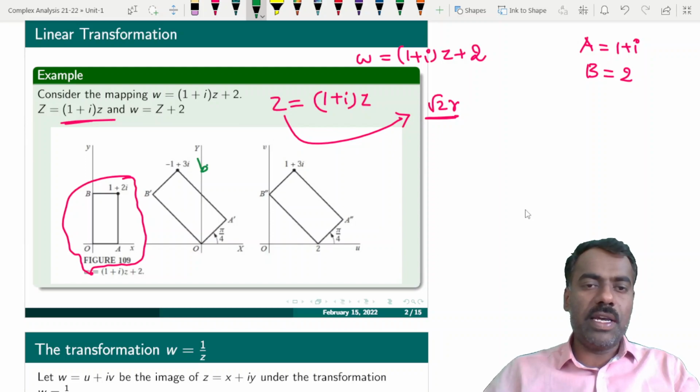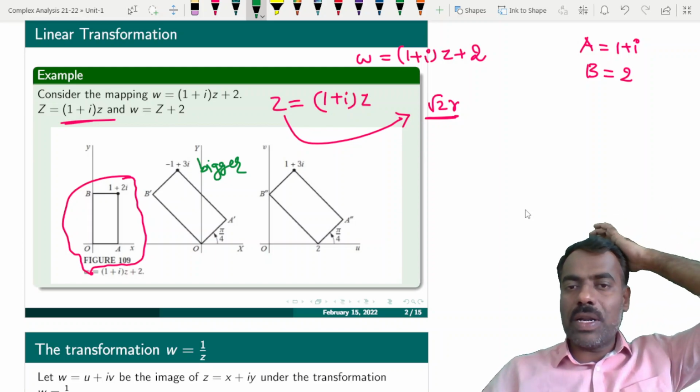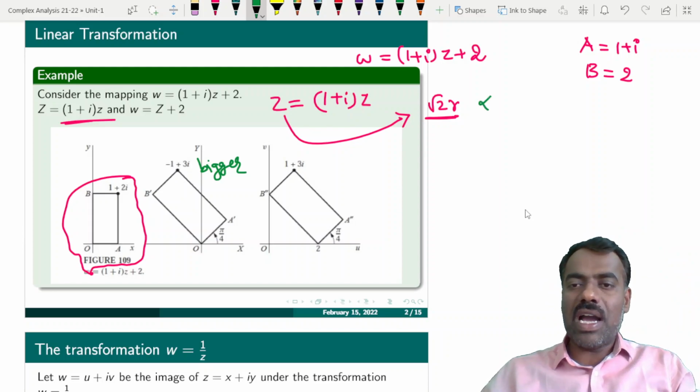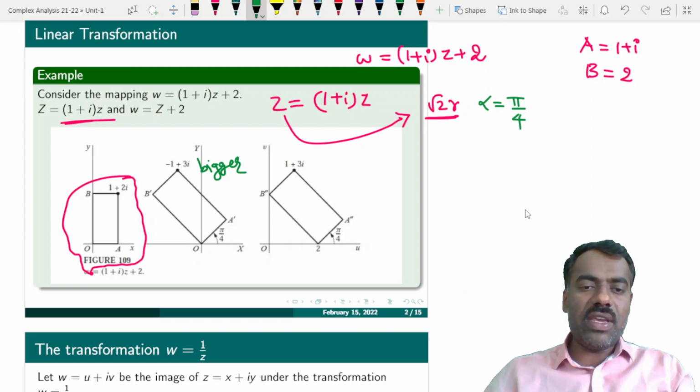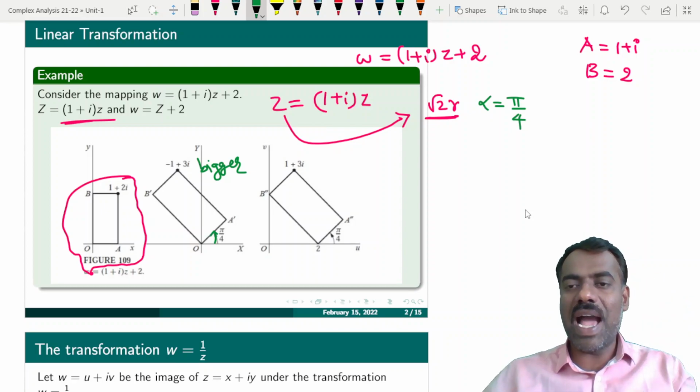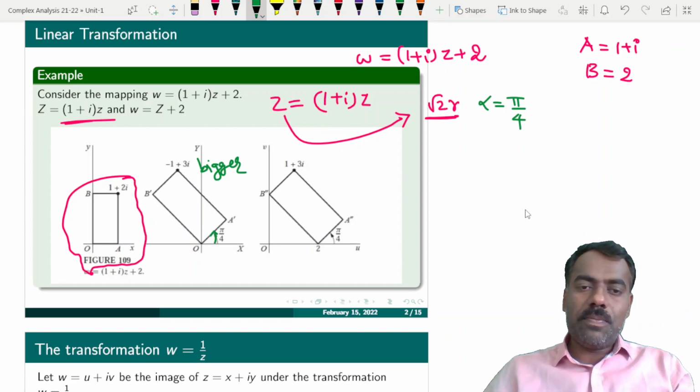So this is bigger than what we have here. That is clearly visible from this picture. And what is the angle this 1 plus i makes? The extra angle is pi by 4. So that alpha rotates by pi by 4, that's why we have this angle pi by 4. Because 1 plus i, we are talking about this extra term which is 1 plus i, right? So that is pi by 4.